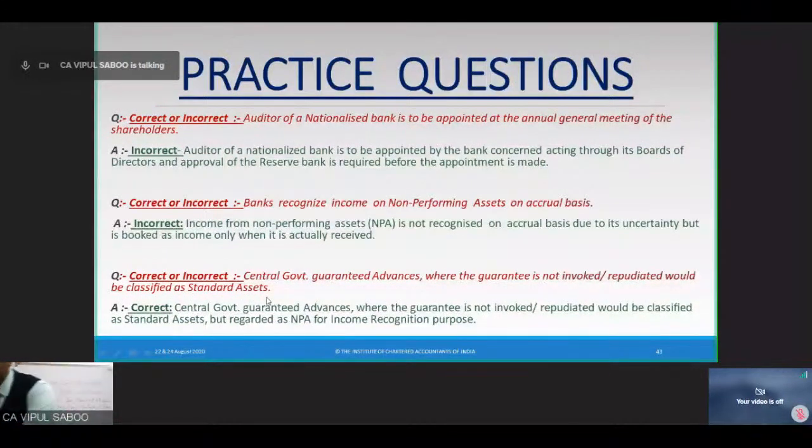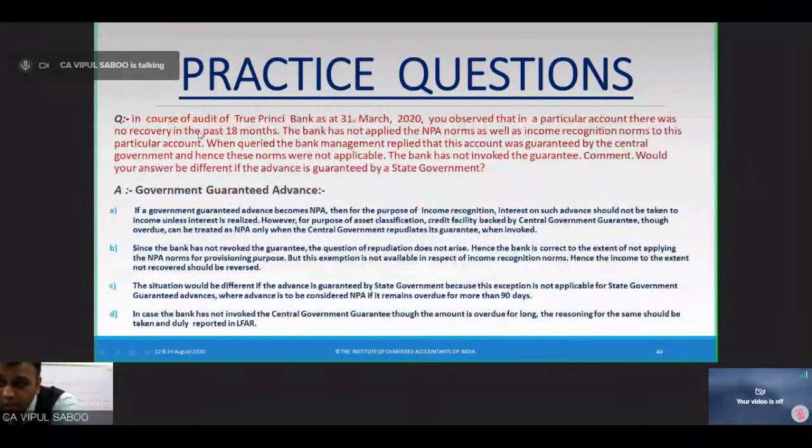We have next question with you from the exam. In the course of audit of True Finci Bank as at 31st March 2020, you observed that in a particular account there was no recovery in the past 18 months. The bank has not applied the NPA norms as well as the income recognition norms to this particular account. When queried, the bank manager replied that this account was guaranteed by the central government and hence these norms were not applicable. The bank has not invoked the guarantee. Comment. Would your answer be different if the advance is guaranteed by a state government?